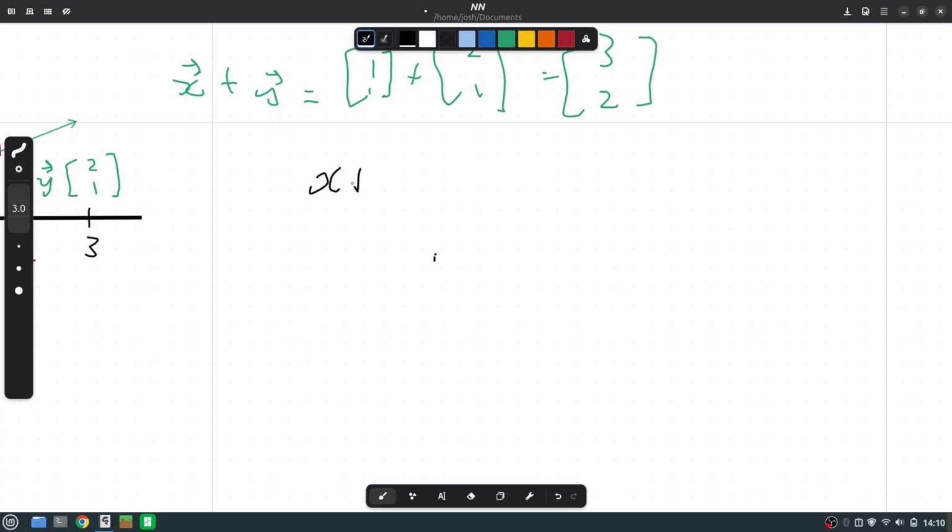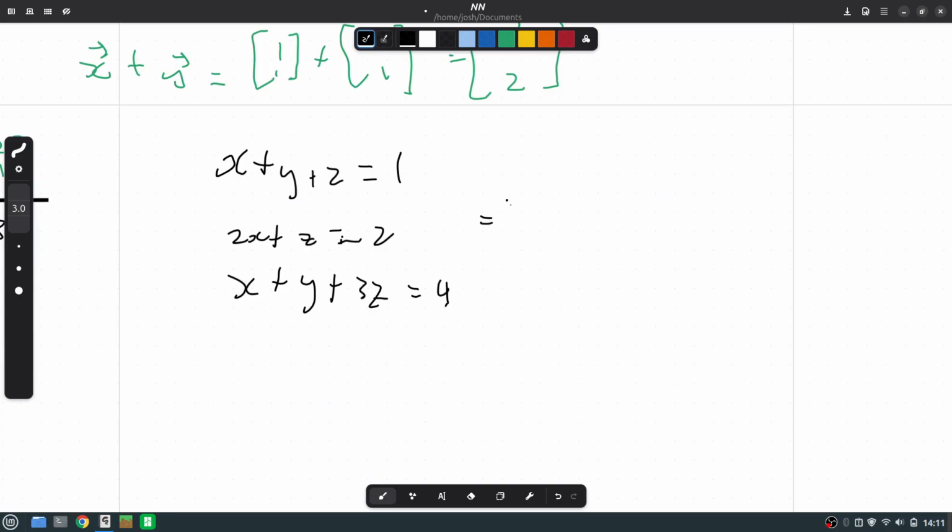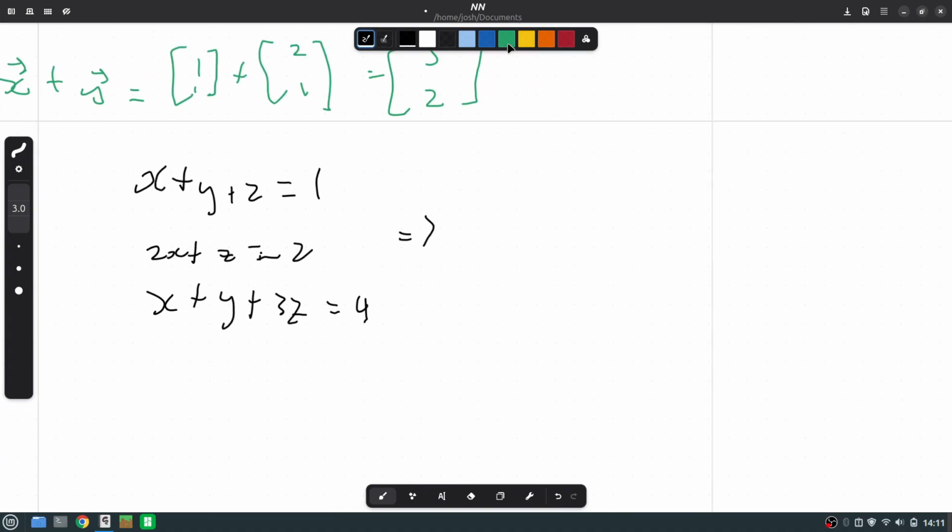Now suppose we had x plus y plus z equal to 1, and we had, I don't know, 2x plus z is equal to 2, and then x plus y plus 3z is equal to 4, like so. You might be familiar from high school math, you would solve this with substitution or with elimination or however you wanted to do it. But the idea is that this system of linear equations can be represented using a matrix, and it's called the matrix of coefficients.